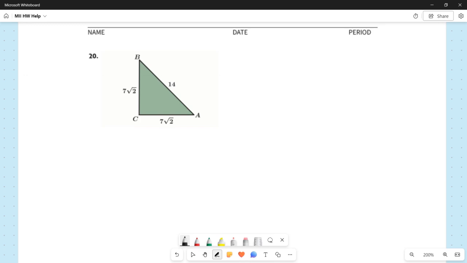We'll wrap up here with question number 20. So for 20, again, our directions haven't changed. Our directions say find the measure of angle A, which is right there. And we're told that this is a right triangle, which means this kind of has to be our right angle, which means 14 has to be our hypotenuse.